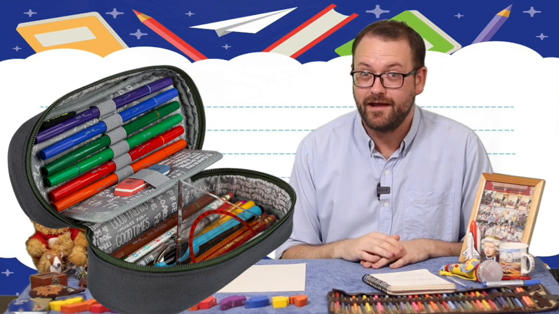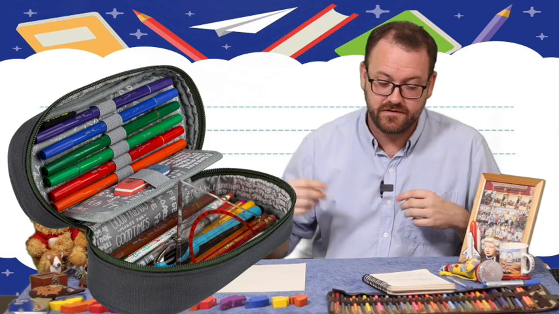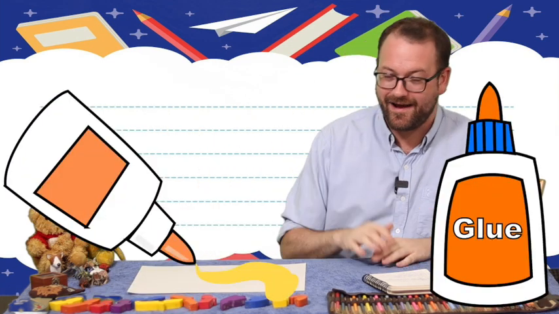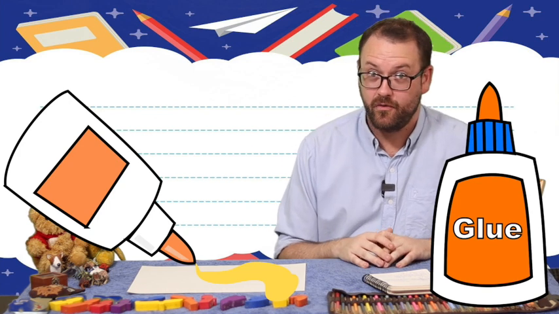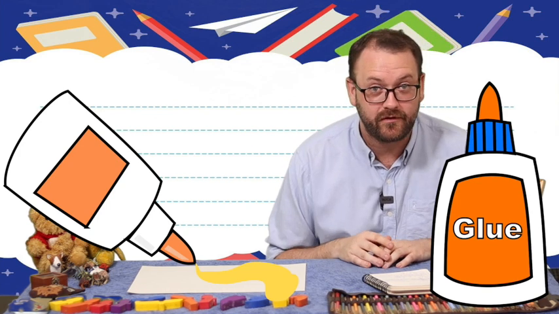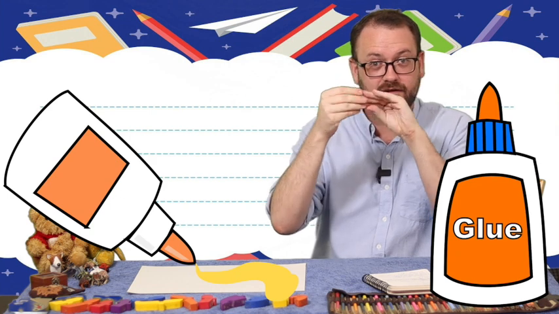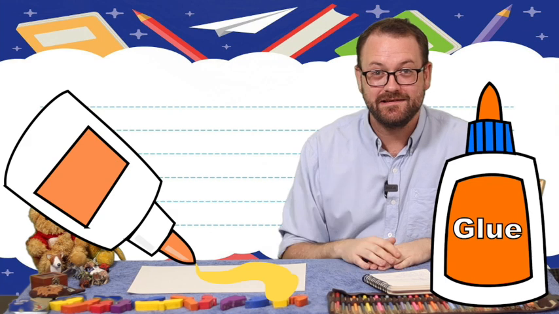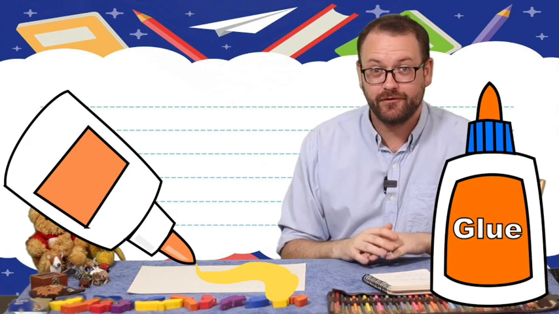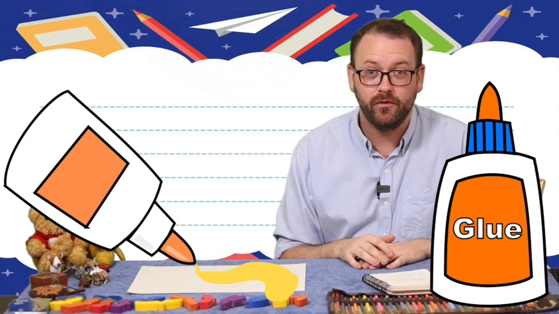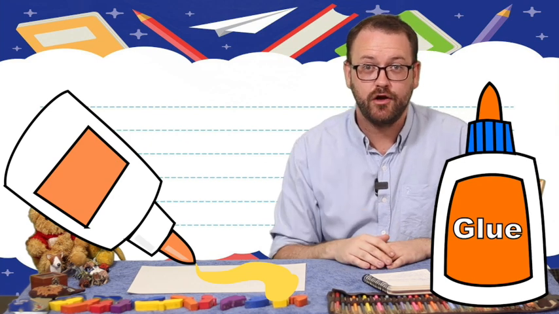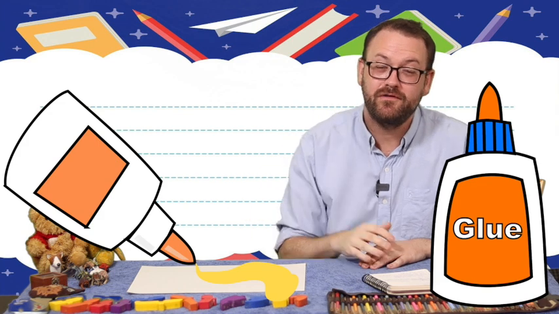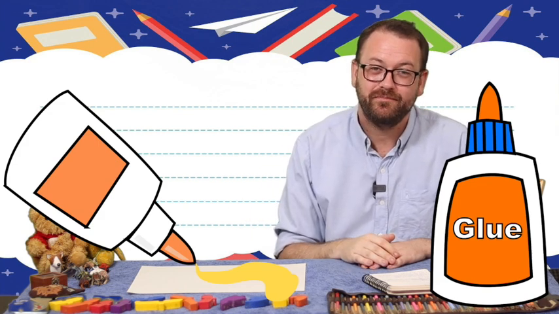All right. Let's have a look at another one. Aha! This is a good one. We have to be very careful with this one, or our fingers get stuck together. Ooh, oh no! This is glue. That's right. This is glue. Can you say glue? Very, very good. Well done.